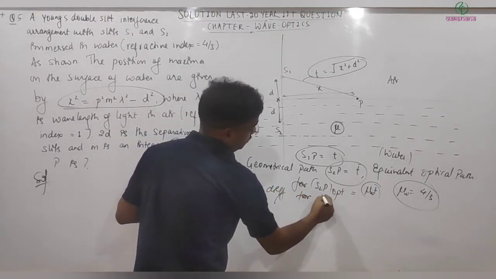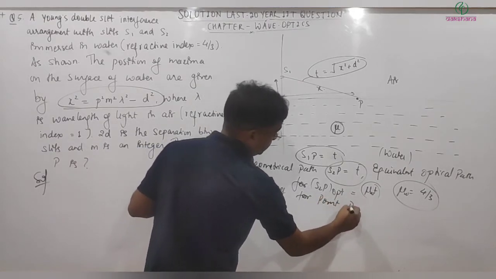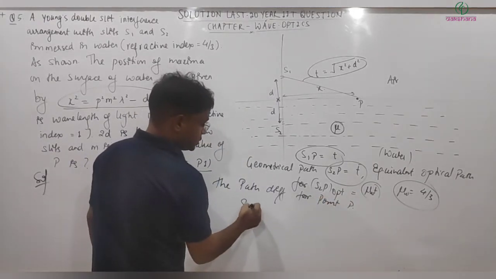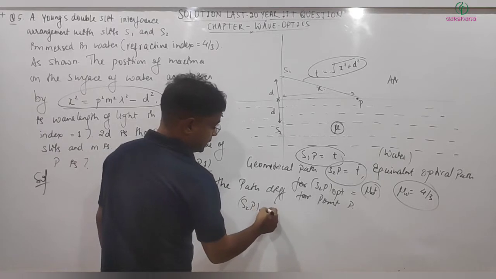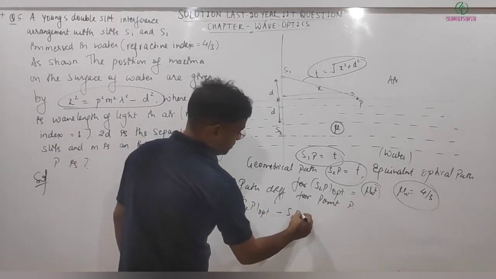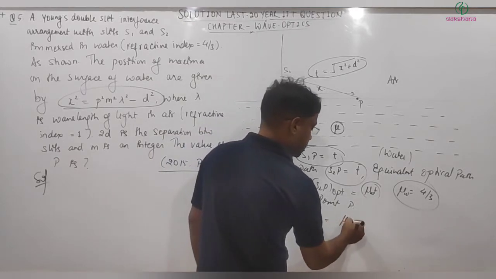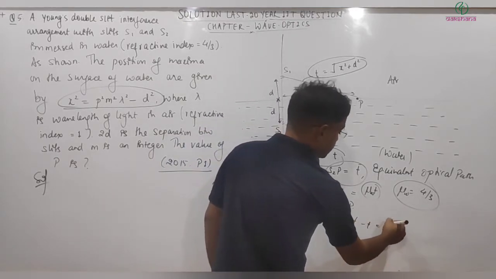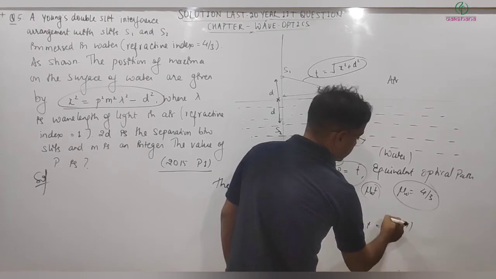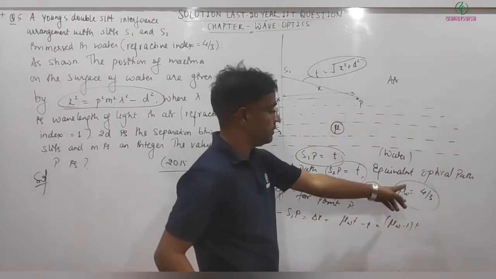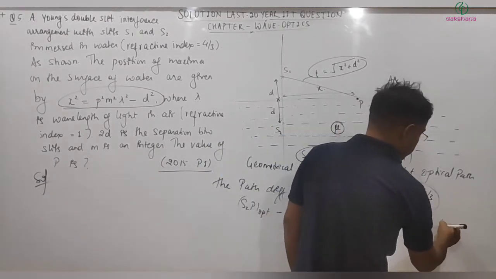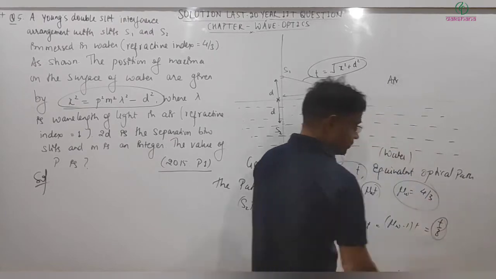for point P, so that you can write S2P optical minus S1P, this is delta x. This comes out to be mu water into T minus T, that is mu water minus 1 into T. Mu water की वैल्यू अगर रख दिया जाए तो it's coming out to be T by 3.